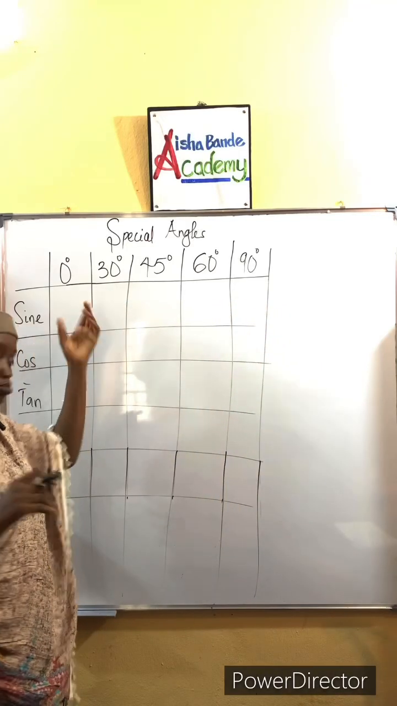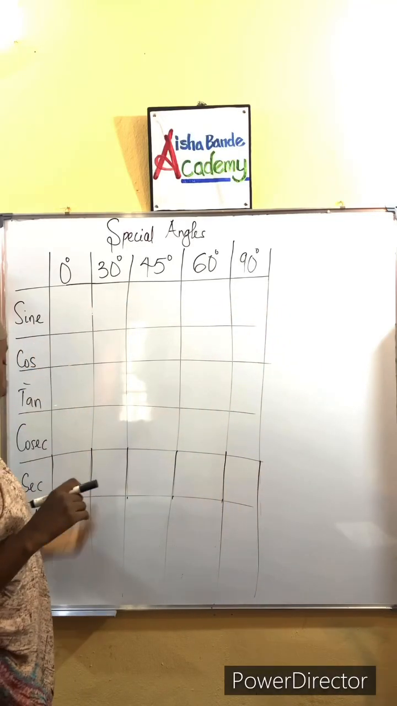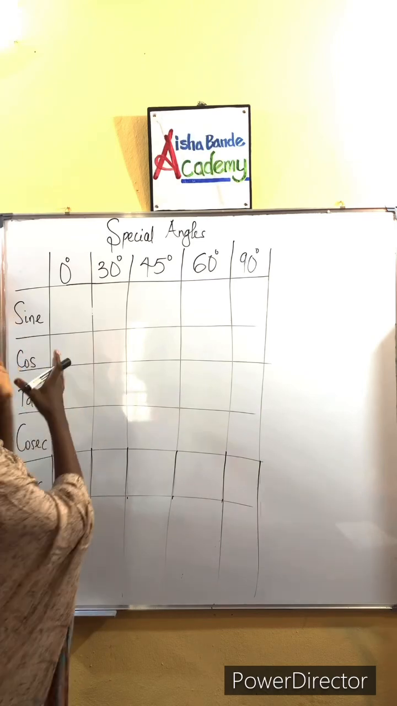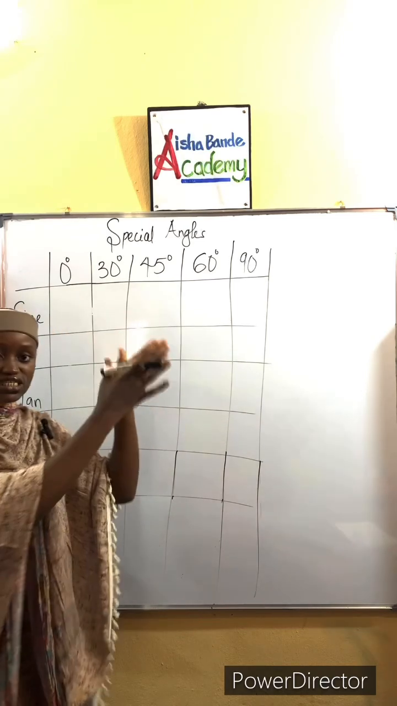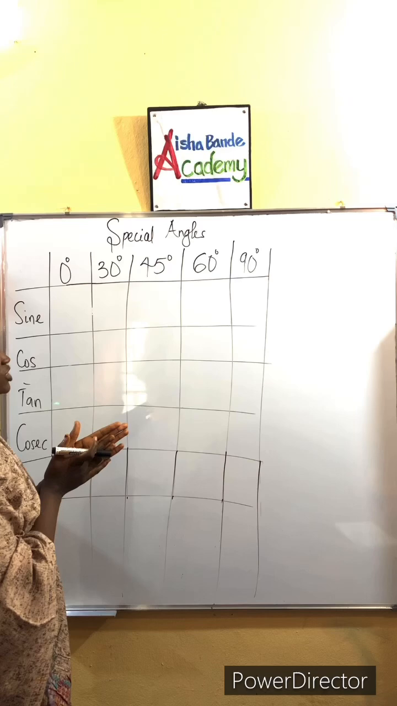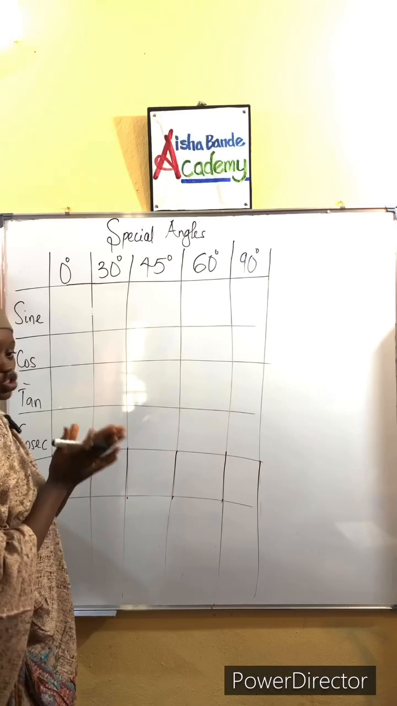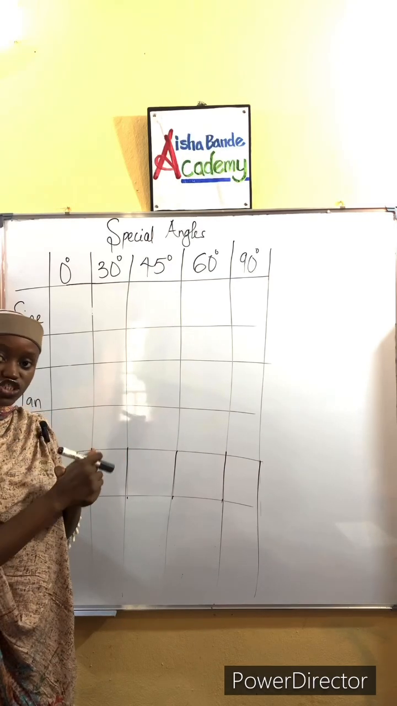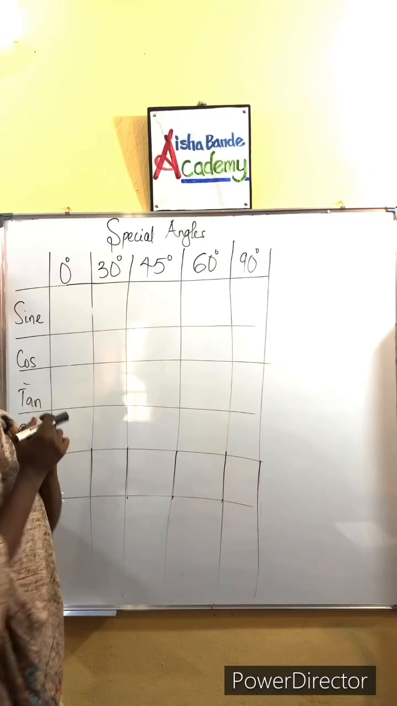Begin with sine, we move on to cos, tan, up to cot. Okay, so let's start with the sine 0, 30, 45, 60, up to 90. This is just a shortcut way of knowing these special angles. So let's begin with sine.